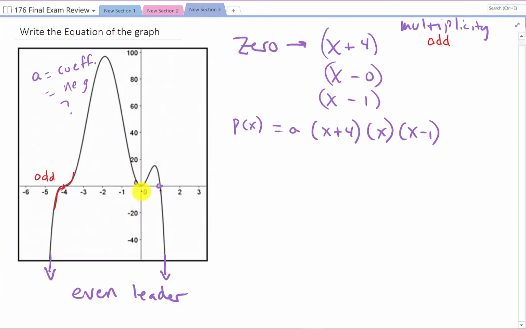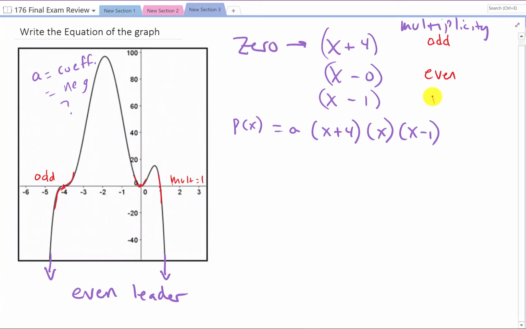Now, when we hit the 0, that was hit 0 and bounced up. That has to be multiplicity even. And then this last 0, did it bounce? Did it kind of slide in and slide out? No, that's straight through. That is a multiplicity 1.